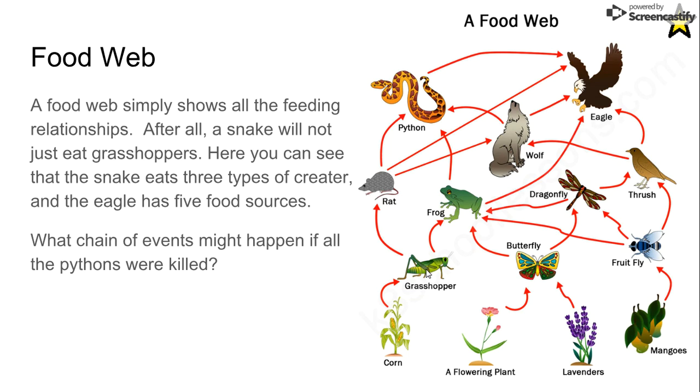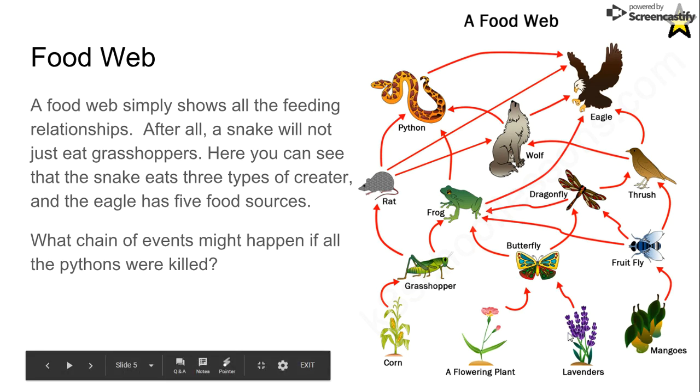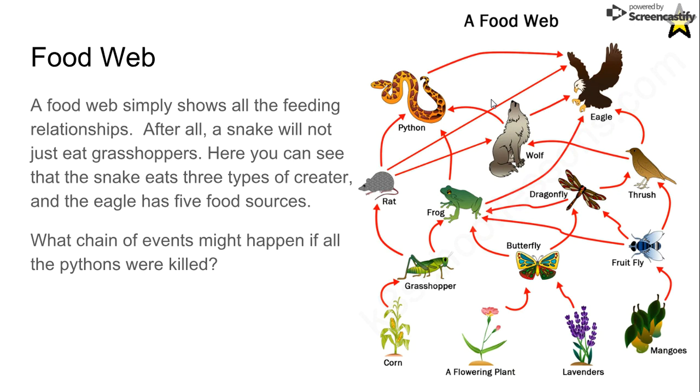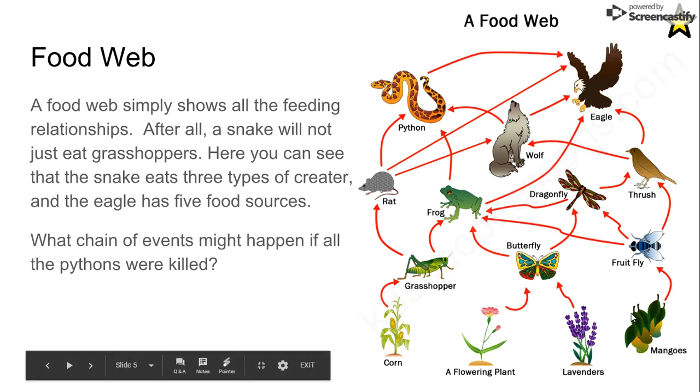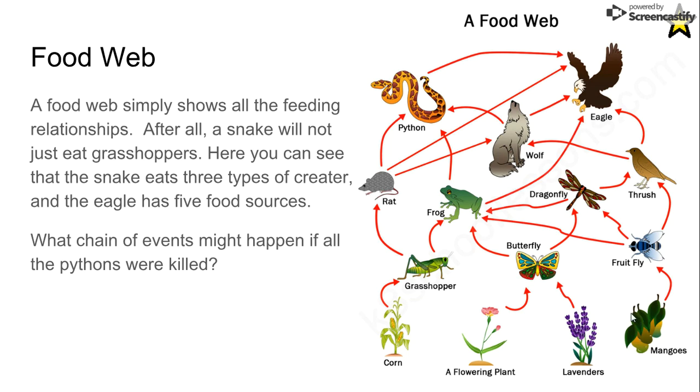So if all the grasshoppers were killed, the rat is finished. The frog might eat more butterflies, which could cause plants to disappear. So you'll be looking at these to see what happens if I killed all of the thrush, or what happens if all the mangoes disappeared, the logical chain of events that you would set off like falling dominoes.